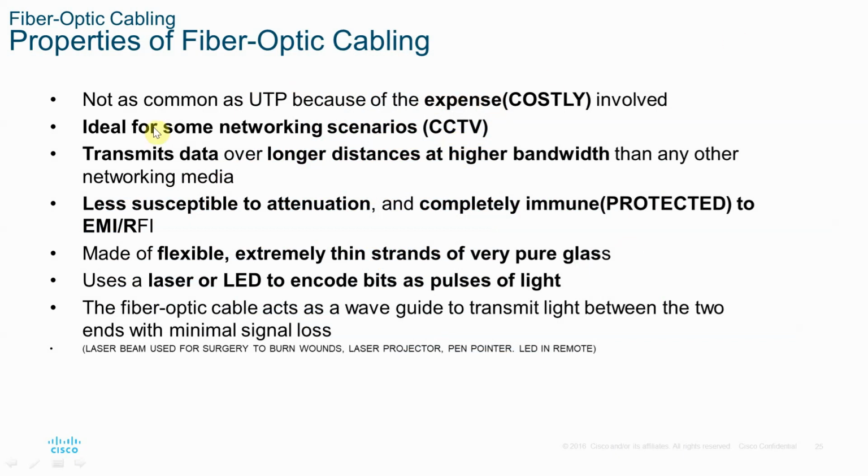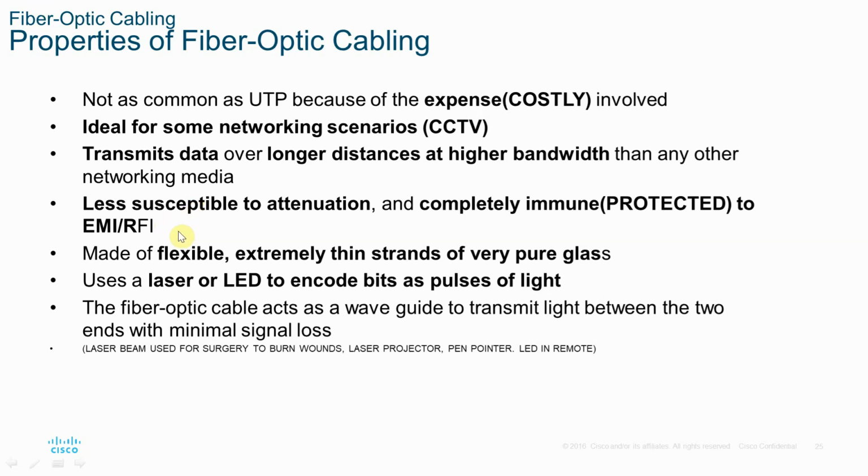Ideal for networking scenarios like CCTV and all. Then it transmits data over longer distances. If you are transmitting data under the sea from one city to another city, we need higher bandwidth, higher speed, so which one do we go for? Fiber optic. Less susceptible to attenuation and completely immune from EMI and RFI. Attenuation means signal strength loss when you are transmitting data over a longer distance, but here it is not like that. Fiber optic cable is especially used for sending data over longer distances, but because it's very costly, we use it only where needed.